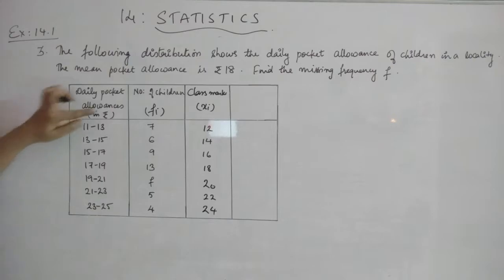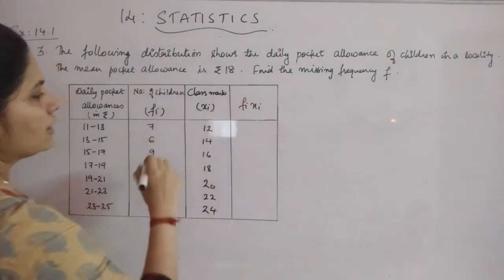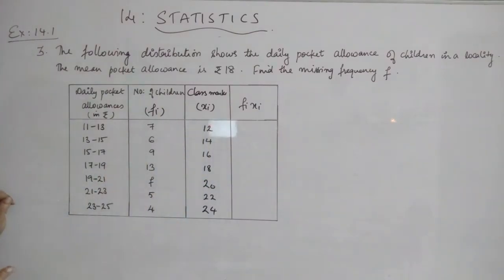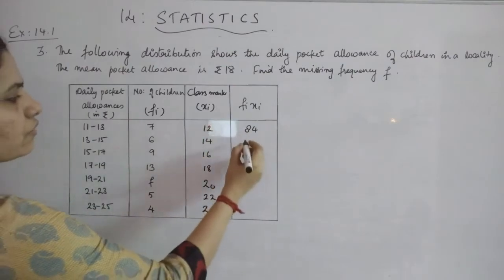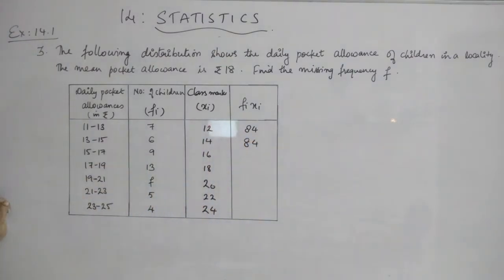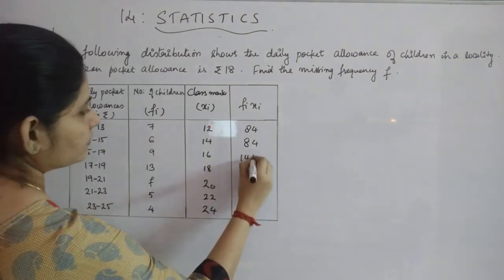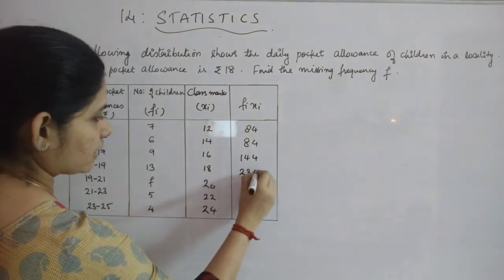Now what we need to find out? Fi xi. The last column is Fi xi. This will give you 7 into 12 as 84, 6 into 14 again 84, then 9 into 16 is 144, 13 into 18 is 234. Just check the values.